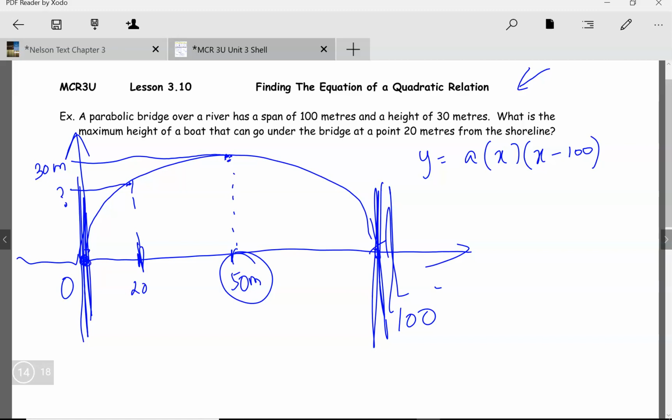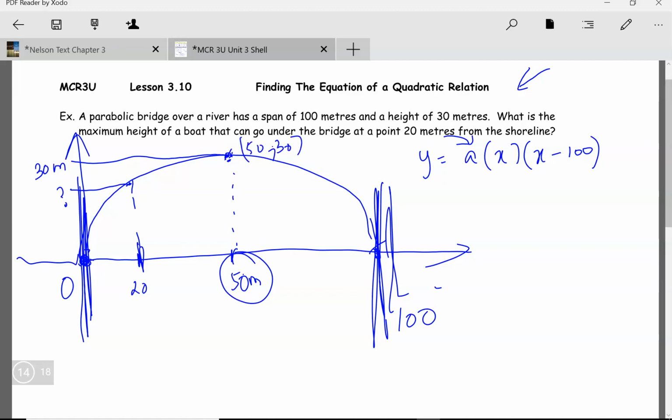So I have x times x minus 100. And now, again, I have to find my a value, and for that I need another point on this parabola. I'm given my vertex indirectly because I'm given my two factors, and these are indeed symmetrical points. So my axis of symmetry is 50. I'm already given my maximum height is 30, so my vertex here is (50, 30).